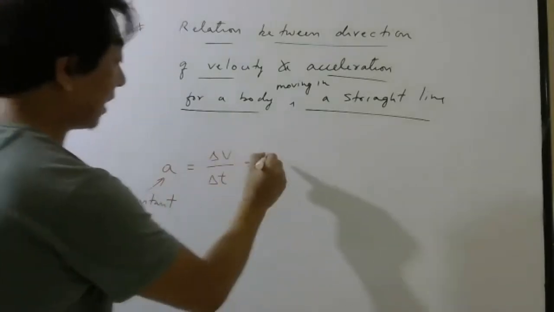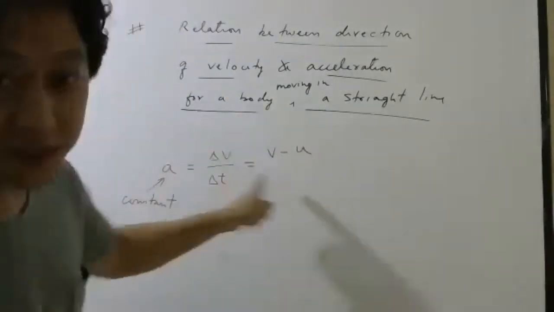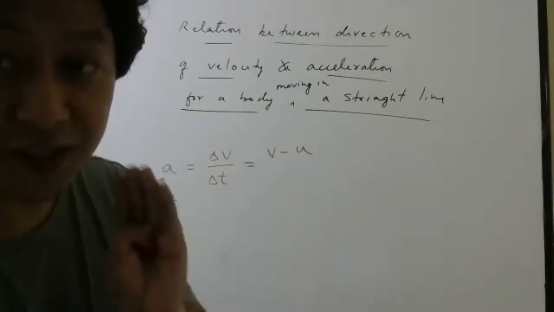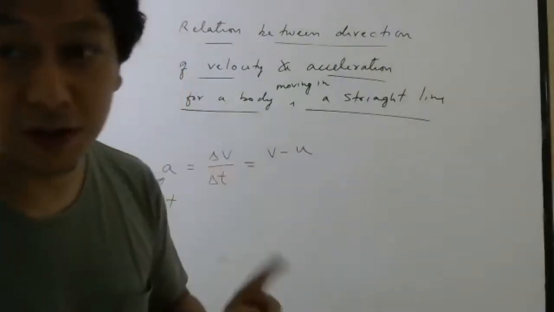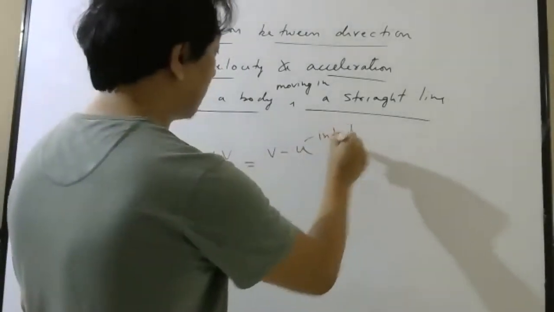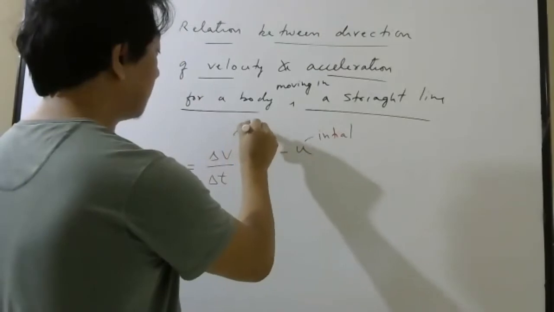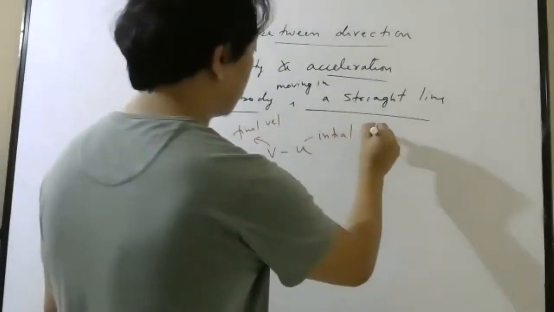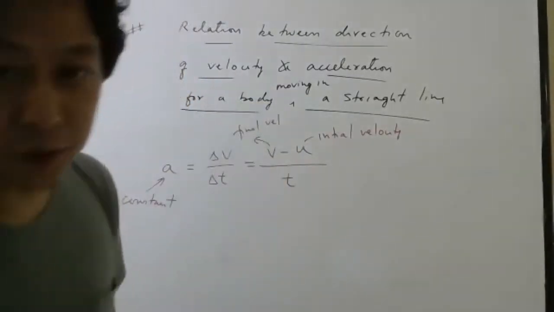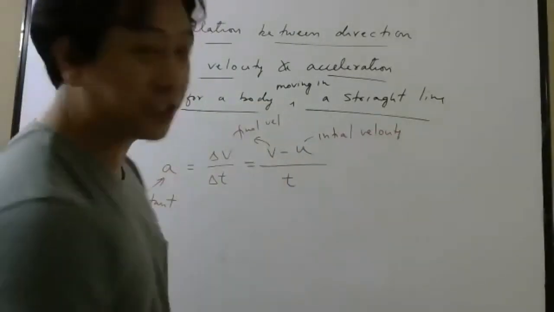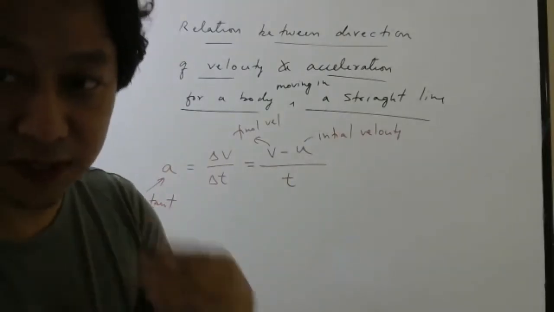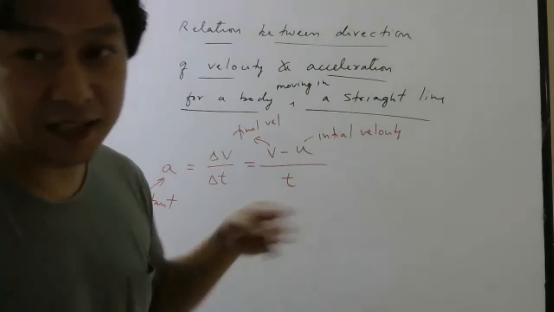Then this delta V I can write as change in velocity. You can write V2 minus V1, but usually in physics we write V minus U. U means initial velocity, V means final velocity. And let me write time taken as just T. When can I write time taken as just T? If I start from time 0, then I can write T as time taken.